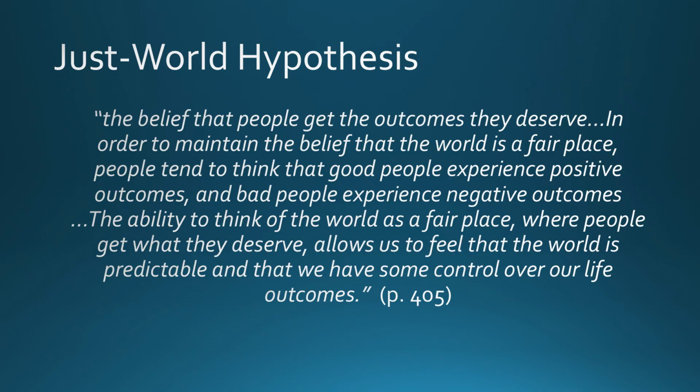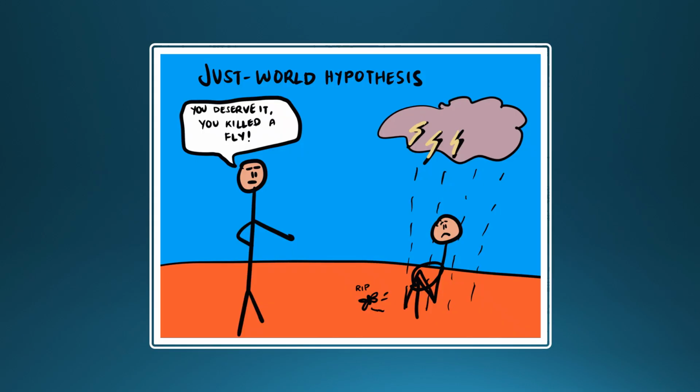So again, we believe in karma almost, that a bad person gets what they deserve and a good person gets what they deserve. This is called the just world or fair world hypothesis. And a picture of that would be, you deserve it, you killed a fly. So in other words, you deserve to get rained on because you did a bad thing. That's the just world hypothesis.